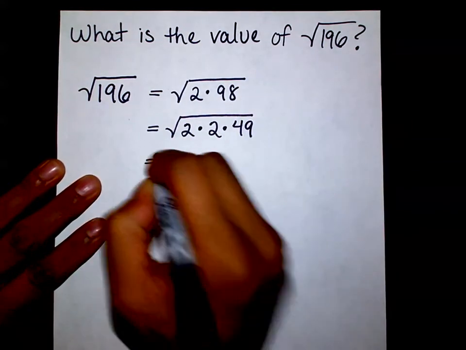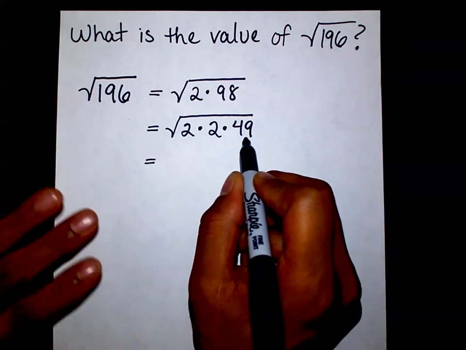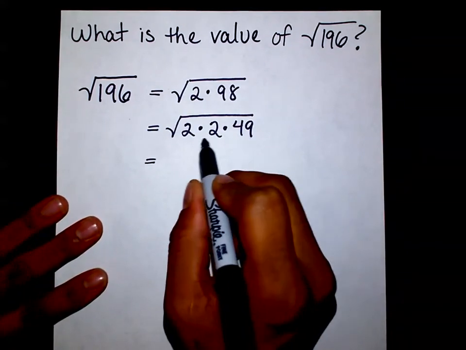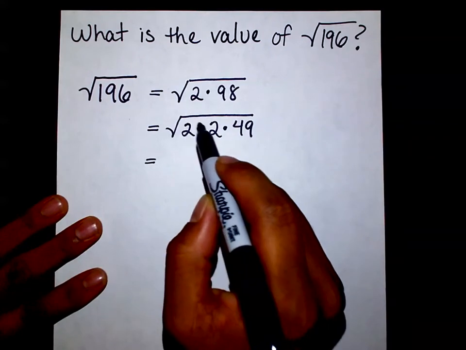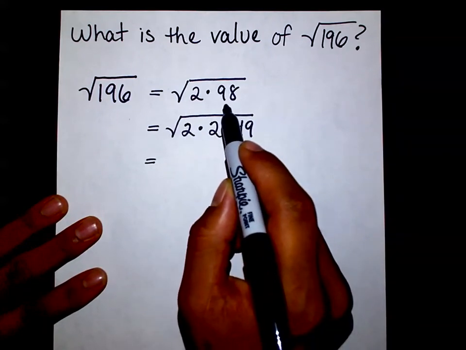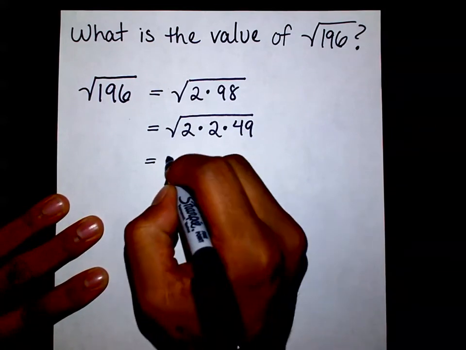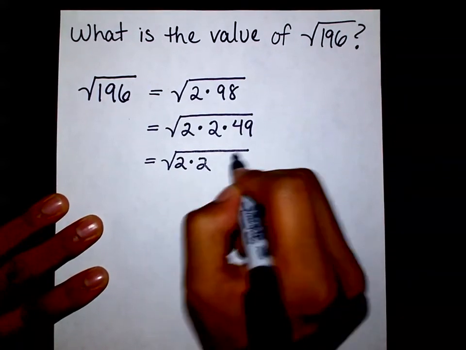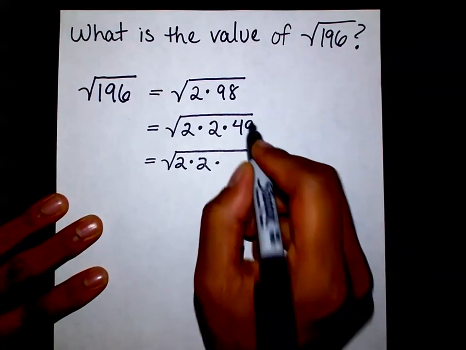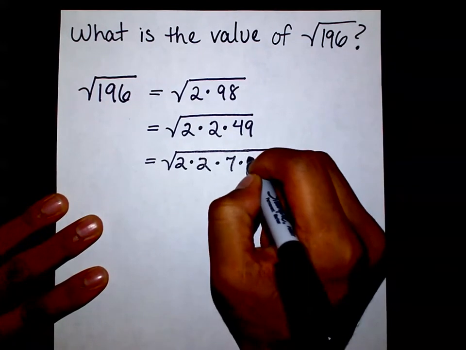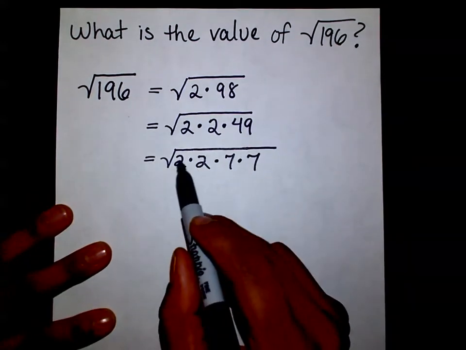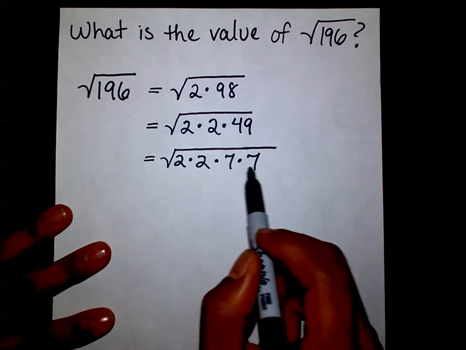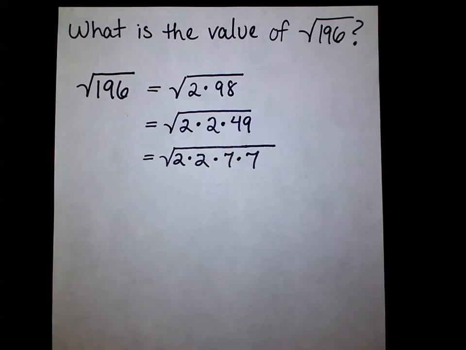Now I want to continue to break down each number until I can't break it down anymore. This 2 came from here, and this 2 times 49 came from that 98. Now I'm going to break down this 49. So I keep my 2 2's, and I know 7 times 7 is 49, so that's what I'm going to write. Now I've gotten to a point where I can't break down these 2's, and I can't break down this 7. So from here, this is where we start to simplify our expression.